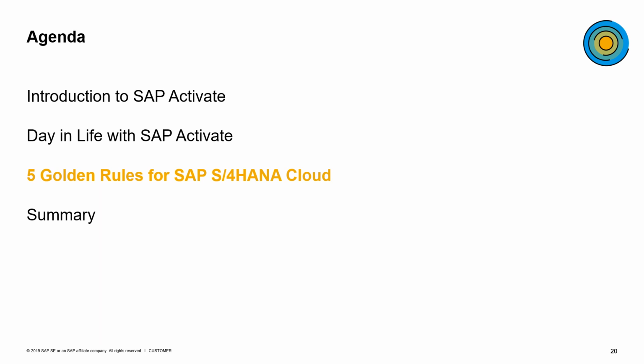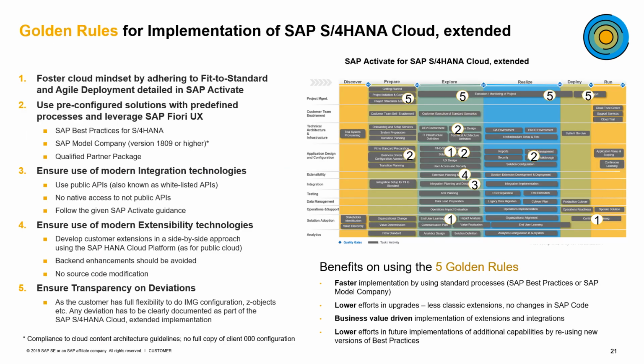The next area that we will look at is the 5 golden rules for SAP S/4HANA Cloud. With the golden rules for implementation of SAP S/4HANA Cloud, we want to help the customers think with a cloud-like mindset, as well as ensure that their upgrades are as smooth as possible.